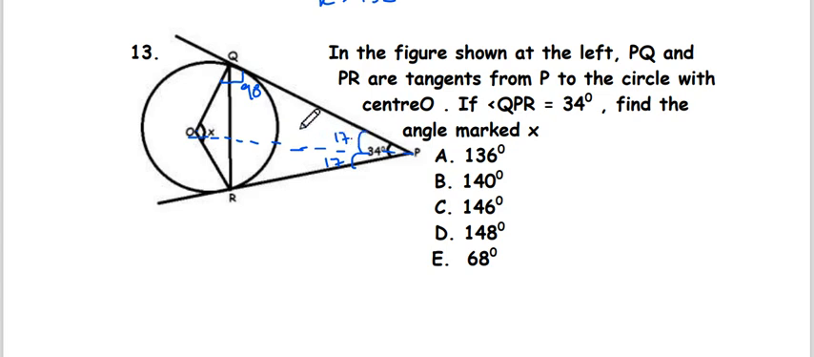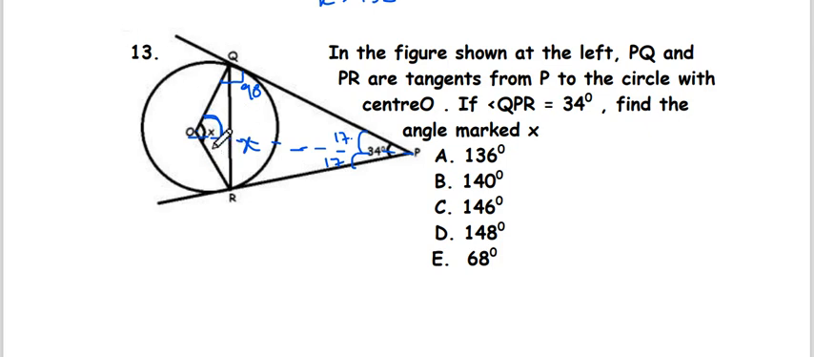So this is 17, this is 90. So this angle will be this angle. Remember, the whole angle here is what we are looking for. We are looking for the whole of this angle, x. So let's first look for this angle. Whatever we get, we'll multiply by 2.